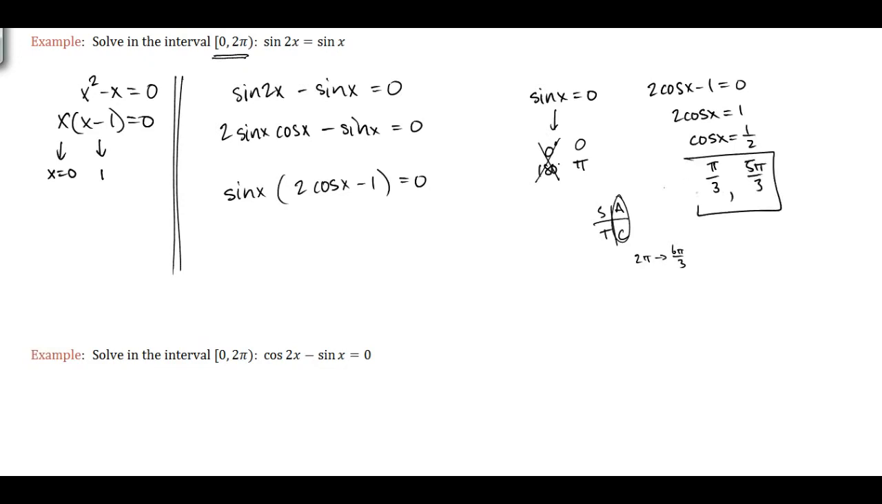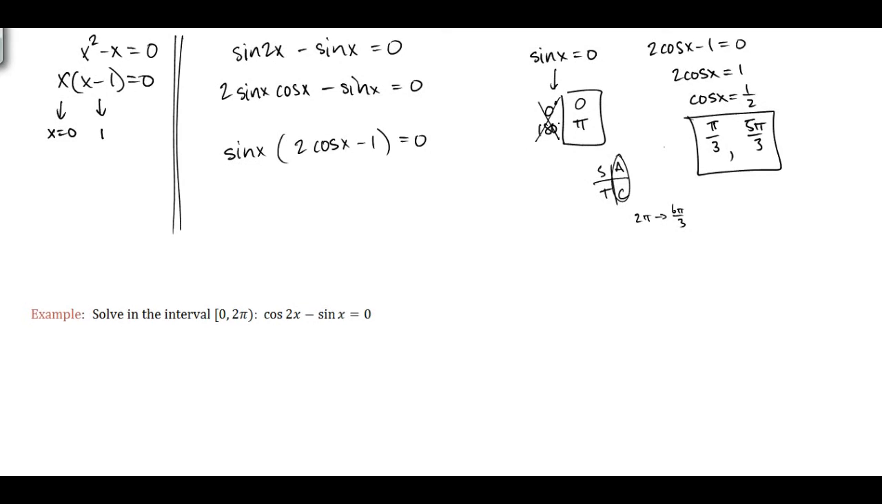So there's all our answers on or between 0 and 2 pi. The answers would be 0, pi, pi over 3, 5 pi over 3. I guess I could put them in order, but you get the idea. Nice. All right, what about that last one? Let's do one more solving.